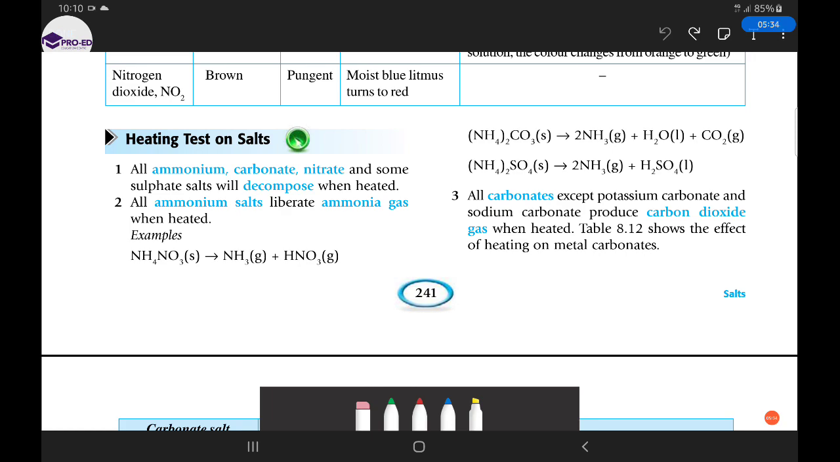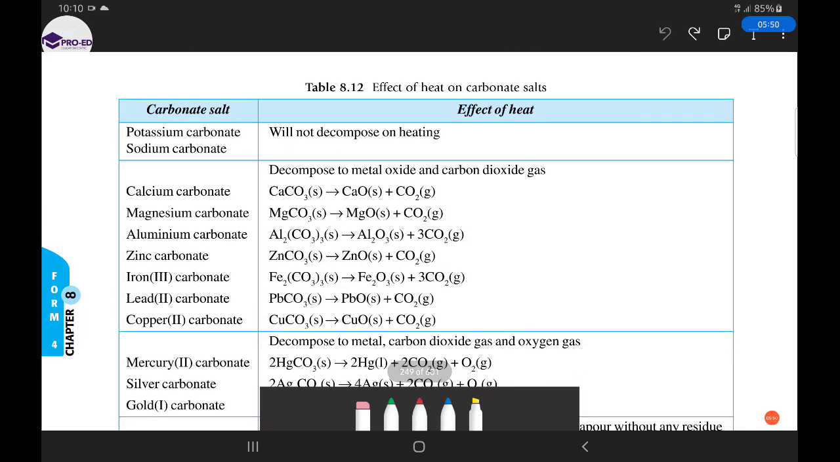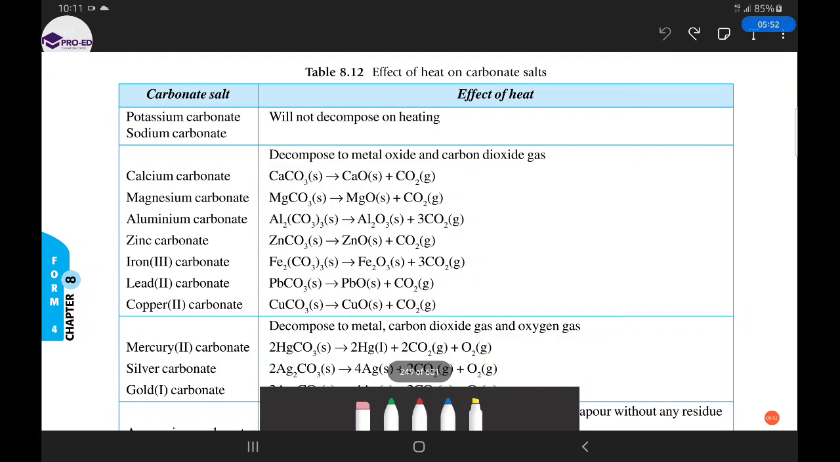But for every other metal carbonate, it will decompose, and one of the products will be a gas, which is carbon dioxide. So when the carbon dioxide gas is released, we will be like, okay, this is definitely a carbonate salt. And they've told us we can look at it in detail in table 8.2.